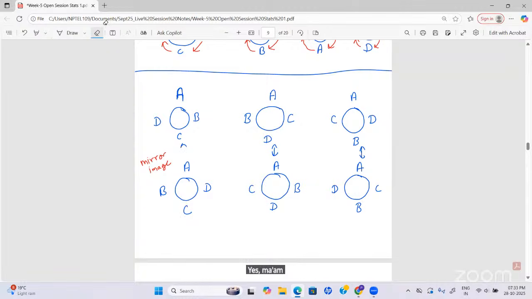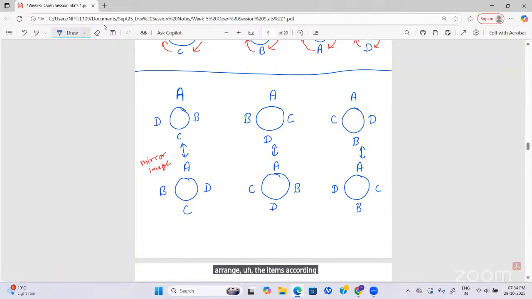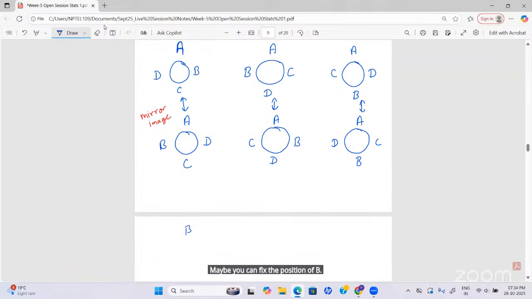So what about why we have fixed a variable? This is the method to arrange the items in a circular manner. You can fix A, or you can take any other letter. Maybe you can fix the position of B, and then arrange, and again you will get the same kind of arrangements. You can just do it on your own and see.